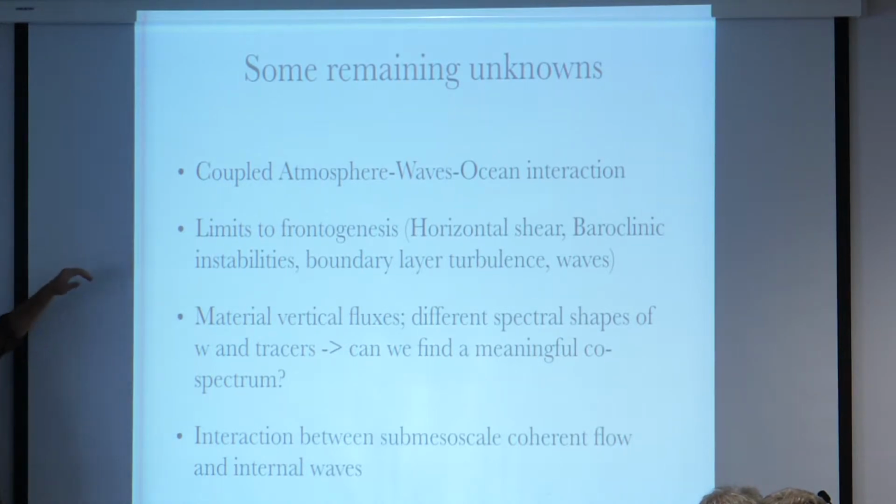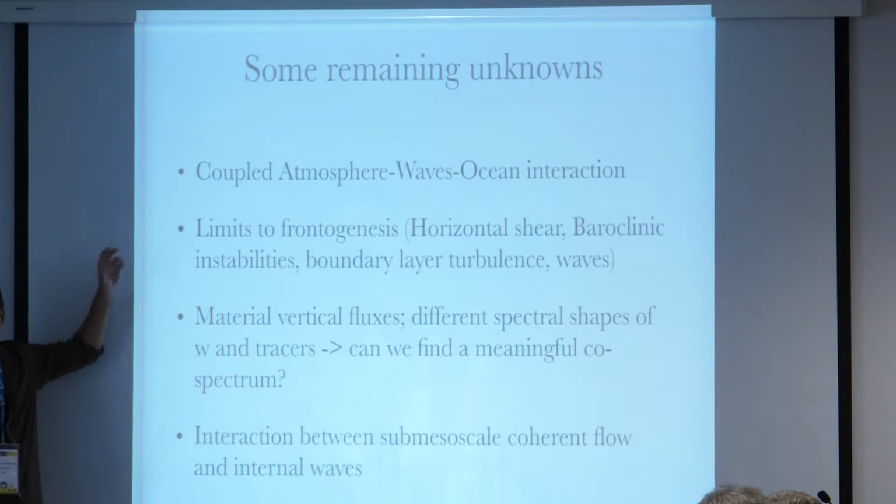Some big remaining questions: models do relatively poorly on the coupled atmosphere-wave-ocean interface. And so this is where satellite observations like what we're discussing today are important. Scatterometers give us information. Models don't have that full 3-way interaction well represented. And there's some parameterizations, but a parameterization is really just that. We don't know what sets the limits to fronts. So we know how they become sharper and sharper. We don't actually know what limits that.